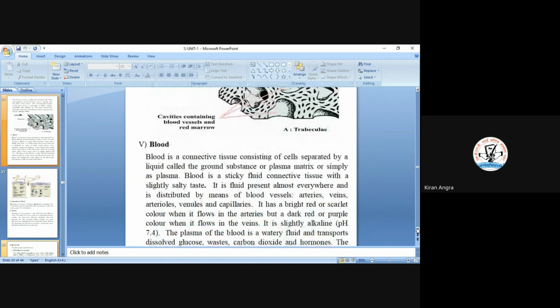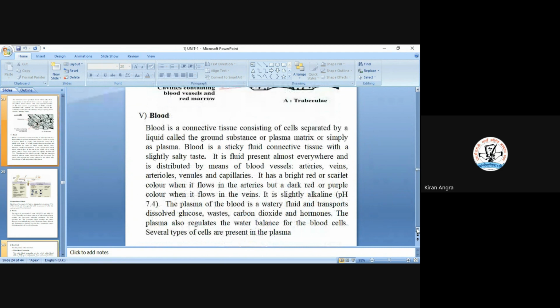The blood vessels which carry impure and pure blood are arteries, veins, arterioles, venules, and capillaries. The color of the blood is red when it flows through the arteries, and when it flows in the veins it is purple or dark red. It is slightly alkaline. The plasma of this blood is a watery fluid and transports dissolved glucose, waste, carbon dioxide, and hormones. The plasma also regulates the water balance of the blood cells.